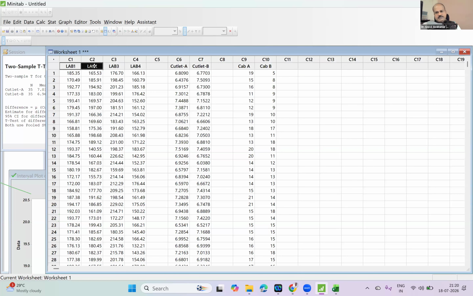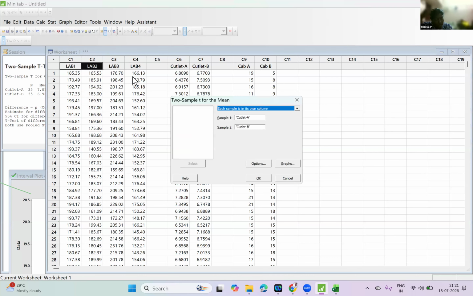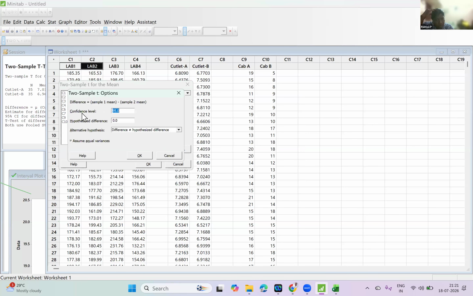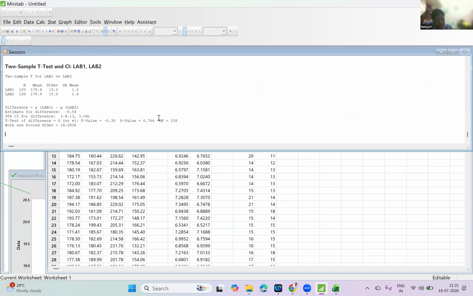Now, laboratory 1 and 2. Is there a difference between laboratory 1 and 2? Stat, basic stat, two sample t. Each sample in its own column. Lab 1, lab 2. Options, everything you just check. Everything is fine. Okay, so the two sample t-test is done.